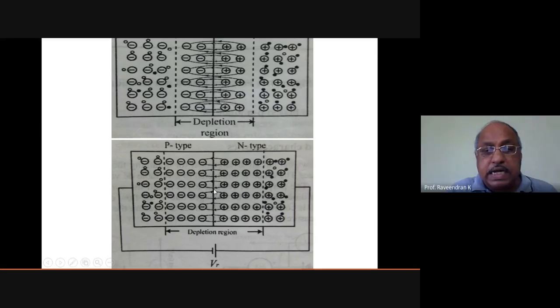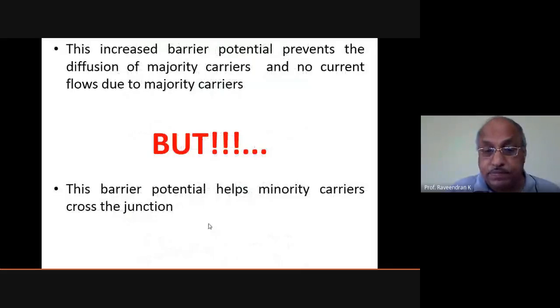This increase in width of the depletion region causes a very high resistance across the junction. The junction resistance will be very, very high, of the order of many megohms sometimes. So in other words, there won't be any current flow through this PN junction when it is reverse biased. A PN junction, when it is reverse biased, will not conduct current. That is the idea. This increased barrier potential prevents the diffusion of majority carriers, and there is no current flow due to the majority carriers.